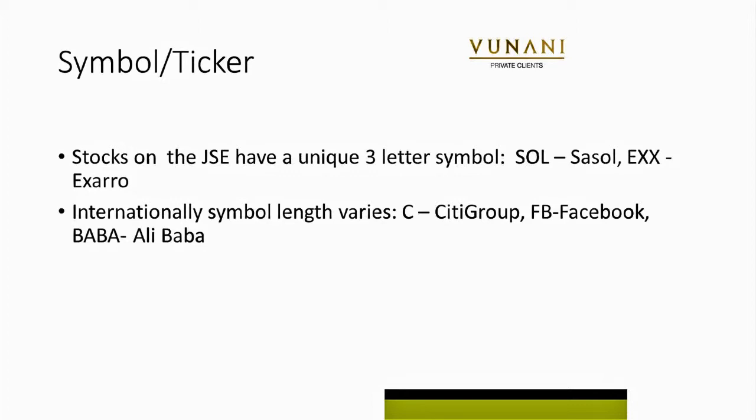What generally tends to happen is that these symbols are used across a number of platforms. So for instance, if you have access to Bloomberg or Reuters or your trading program, typing in SOL or EXX will bring up Sasol or Exxaro. Similarly, if you're international, you type in C, you'll get Citigroup, or FB, you'll get Facebook. These symbols are constant, and if they do change, there has to be an announcement surrounding that as well.